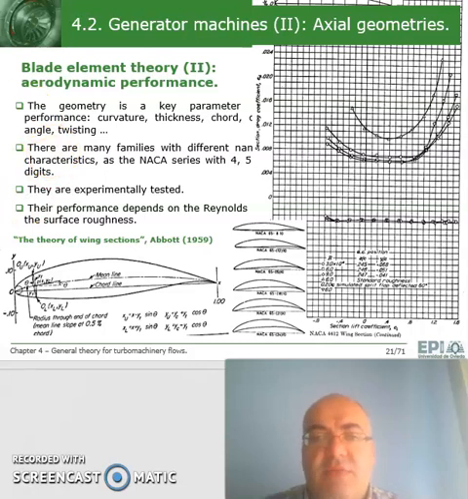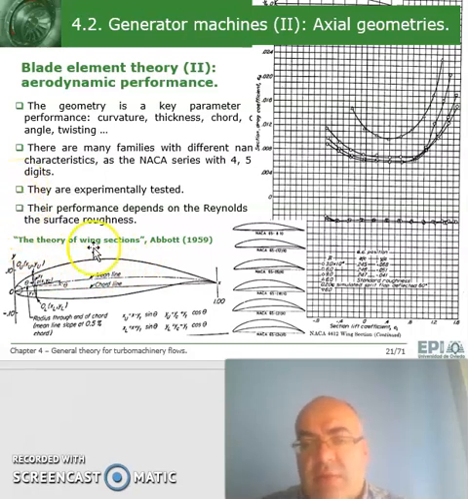is done by a series of blades, systematic series, typically NACA series with 4 or 5 digits. Normally the geometry is a key parameter for the performance: curvature, thickness, chord, blade angle, twisting, and many other parameters like that. And the typical graphs that we obtain are those. So normally drag as a function of lift, and the evolution is kind of a U-shaped curve where we try to find a minimum in the drag and a maximum in the lift, somewhere before drag starts to increase so dramatically as we can see there.